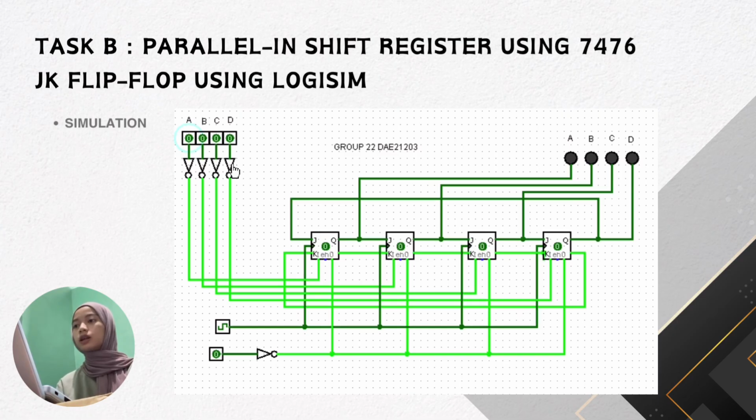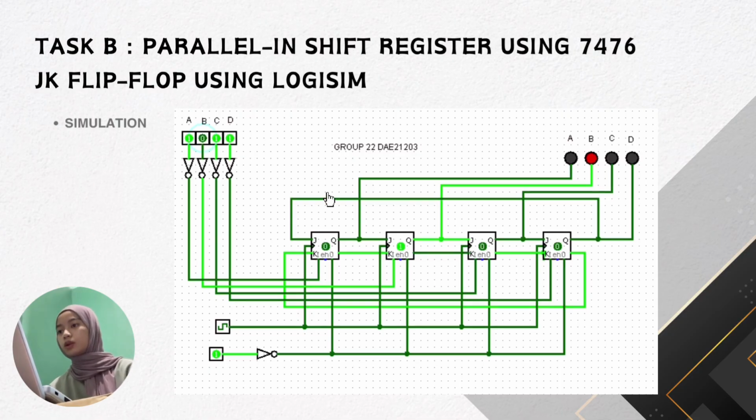Based on my circuit, I will do the simulation based on the table. So I will do at least 8 examples. For example 1, all the inputs are 1 and the clear is also 1. So we got all outputs as 0, and if we change the clear to 0, we also got the output 0. And let's say we change the clear to 1 and B to 0, and we got the output B is 1.